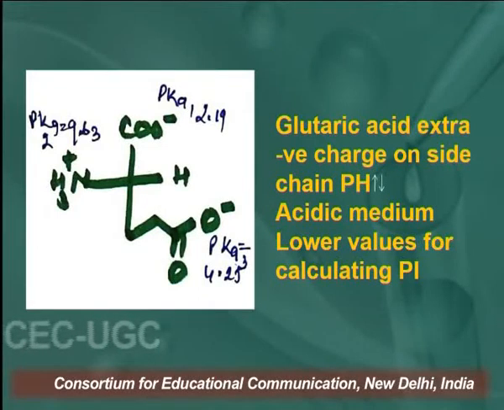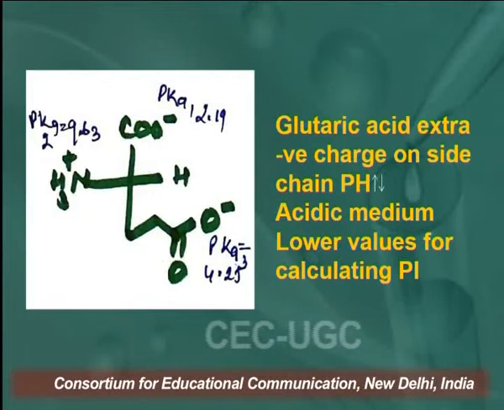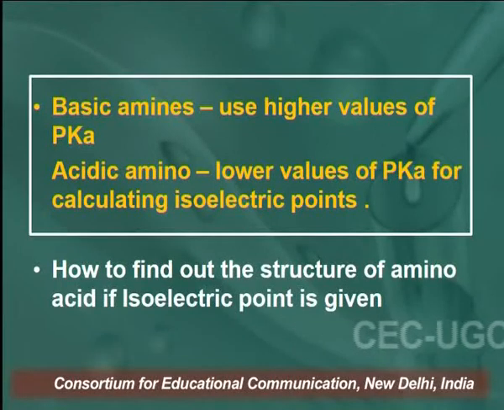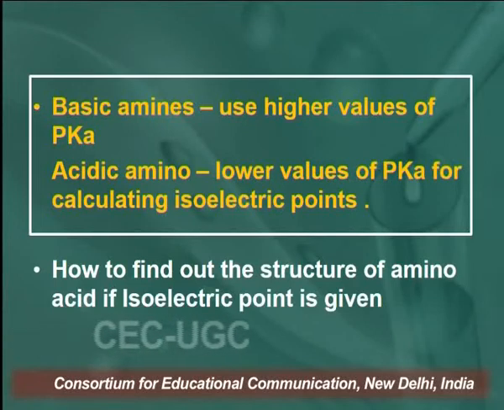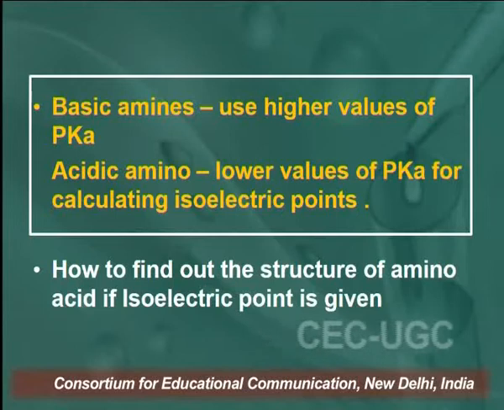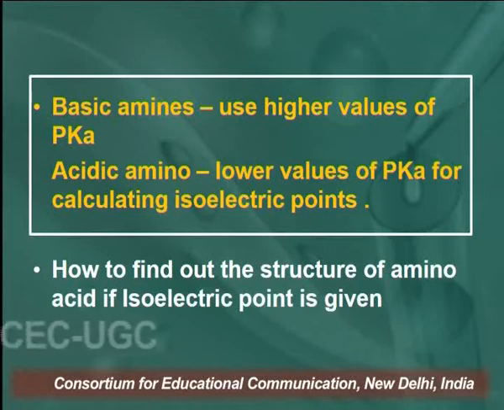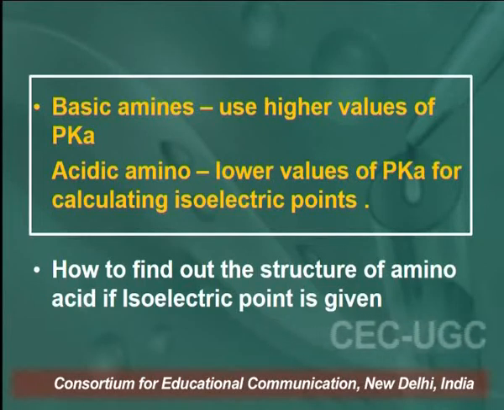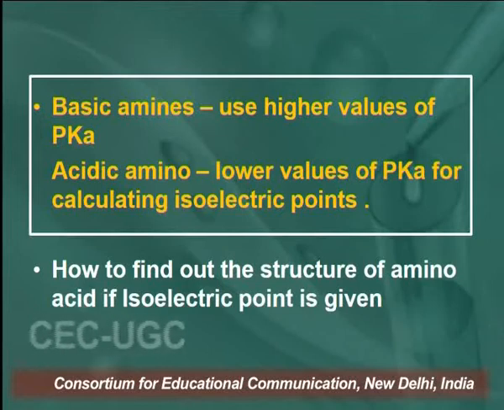Similarly, glutamic acid has an extra negative charge because it has two COOH groups. If we calculate the pI value, we will use the lower pKa values. And for basic amino acids, it's a very important point. Always remember, basic amino acids mean the side chain has an amino group, and you have to use higher values of pKa. If it is an acidic amino acid, you have to use the lower value of pKa for calculating the isoelectric point.